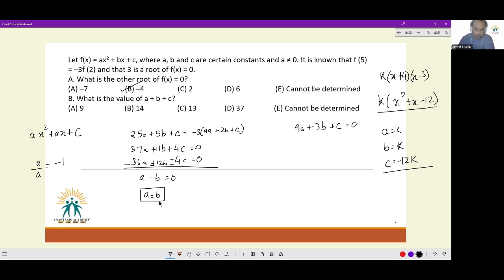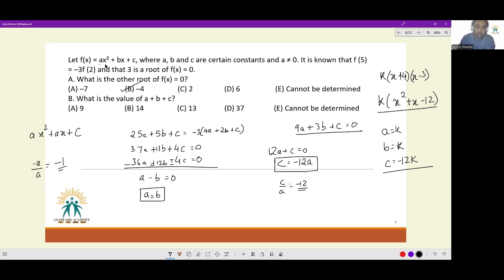We can perhaps also go back to this. If A is equal to B, from this we will get 12A plus C is equal to 0. C is equal to minus 12A. But we can get to C by A is equal to minus 12. Product of roots is minus 12, which is clear. Minus 4 and 3 are roots. Sum of roots is minus 1.